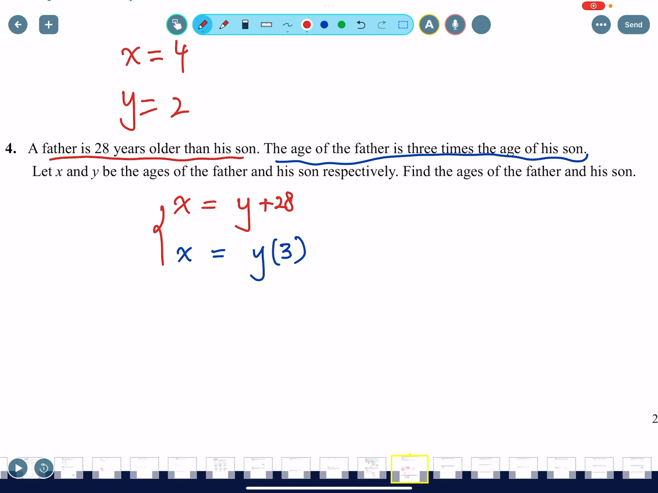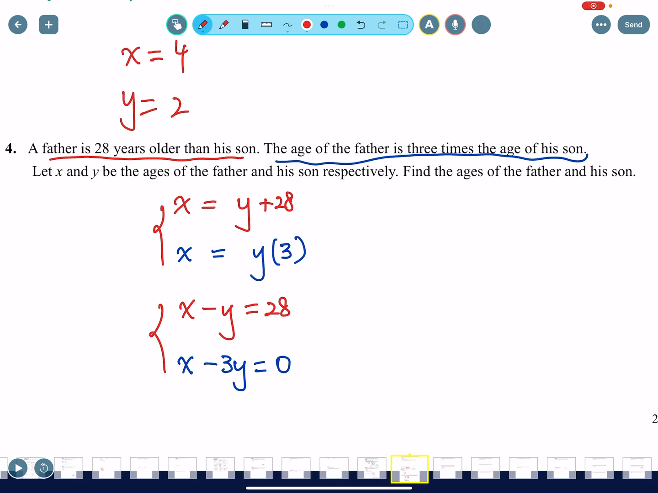Now your job is to put them in the right format for the calculator. So we're gonna have X minus Y, moving the Y to the left, equals 28. Then for the blue one, Y times 3 is 3Y, and moving it to the left, you get -3Y. Nothing is left on the right, so it's 0. Now we have everything in the right format. Put them in your calculator.